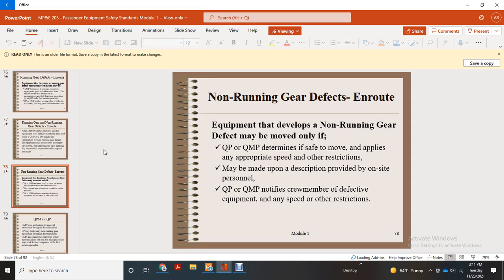Equipment with a non-running gear defect may be moved only if the qualified maintenance person determines it is safe to move and applies the appropriate speed and any other restrictions. Movement may be made upon the description provided by on-site personnel. The qualified maintenance person is notified by the crew member of the defect, with the equipment moving at any speed and under any other restrictions.